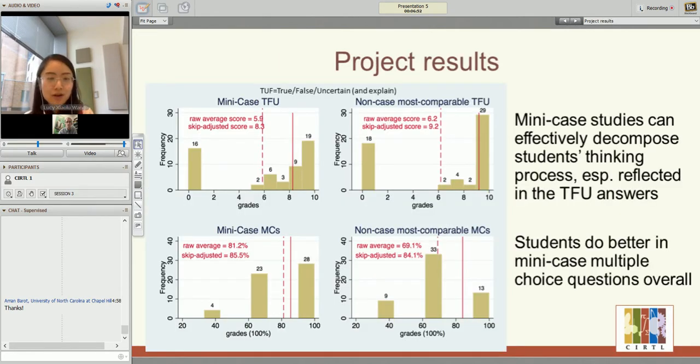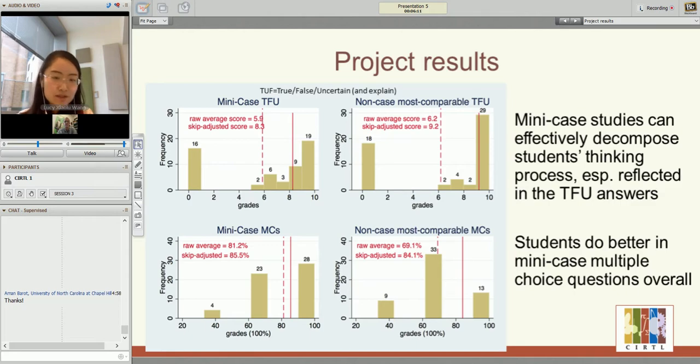So here are the main results from analyzing their final exam questions. Let's look at the top panel, please. Those are the true, false, or uncertain questions on some classroom concepts. For example, the mini-case-based true or false questions are related to the Snapchat IPO and some corporate-related concepts like shareholder value or principal-agent problems. And the most comparable non-case true or false uncertain questions look at exactly the same concepts but use more traditional, abstract, theory-based questions. As you can see, there's an option to skip a question or not.